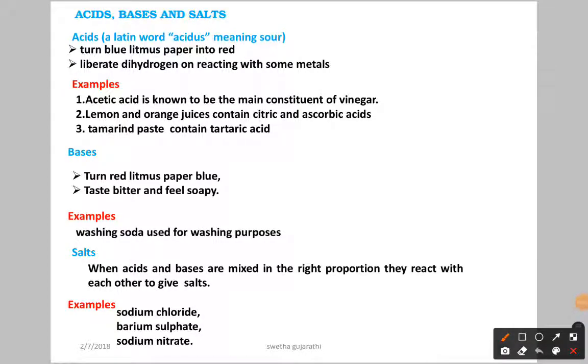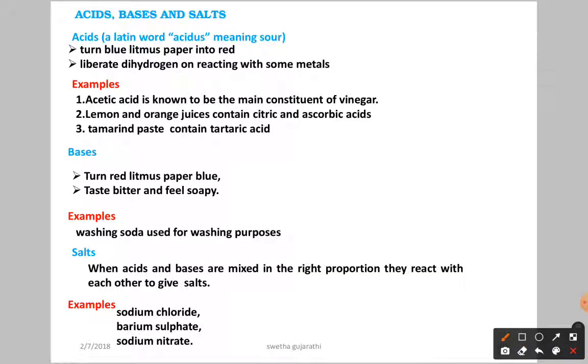Hello student. In the last video we discussed ionic equilibrium. Now let us discuss our next topic, which is acids, bases and salts. Okay. Now, what do acids mean?